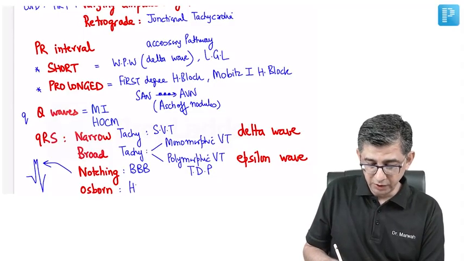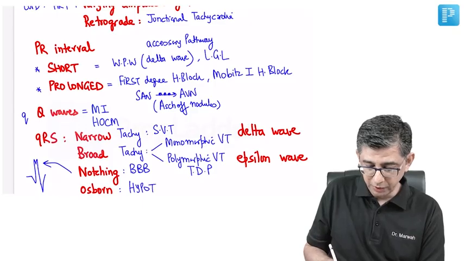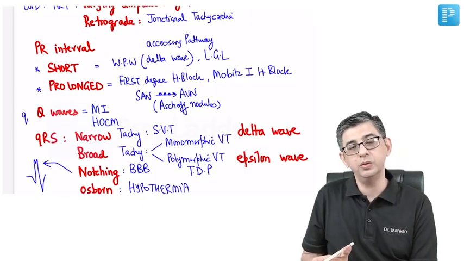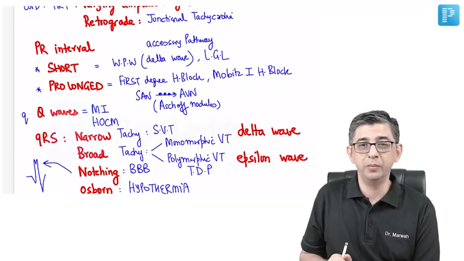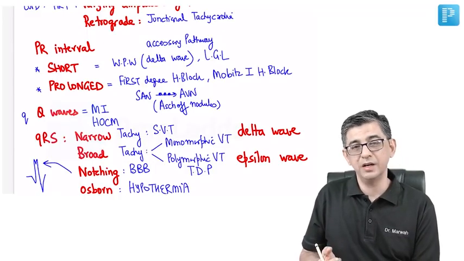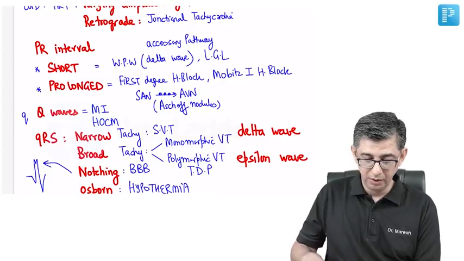Osborne waves are relatively easy. These would be encountered in patients with hypothermia, and the clinical setting given in the question would also help you identify this. The core temperature here would be best evaluated in the lower esophagus, as I have explained earlier.